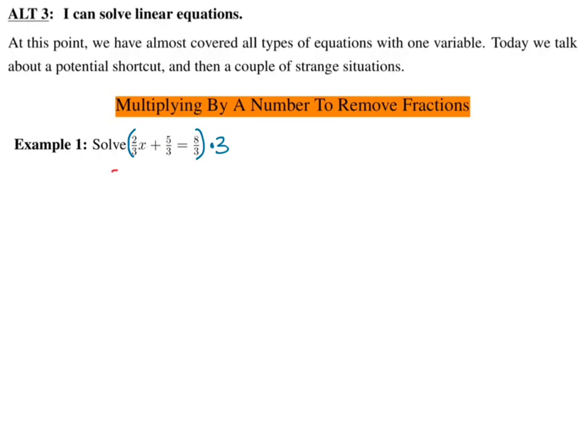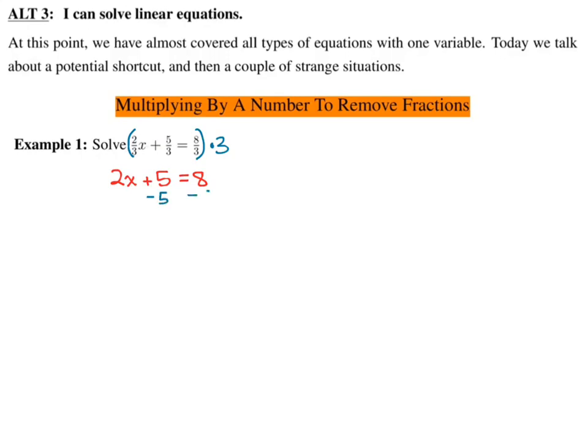If you multiply by 3, then the 2/3 turns into 2, and the 5/3 turns into 5, and the 8/3 turns into 8. This is the kind of multiplication that hopefully you do not need a calculator for. There's nothing wrong with using a calculator, but the whole point is to try to make it easier for you. Once you're here, it's actually pretty fast.